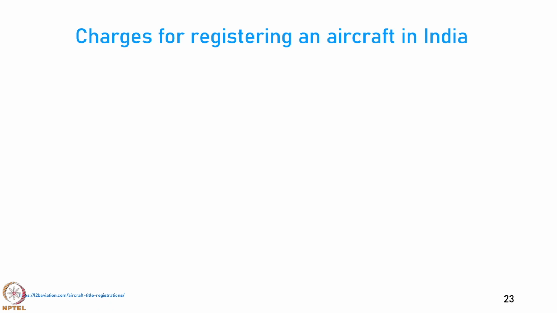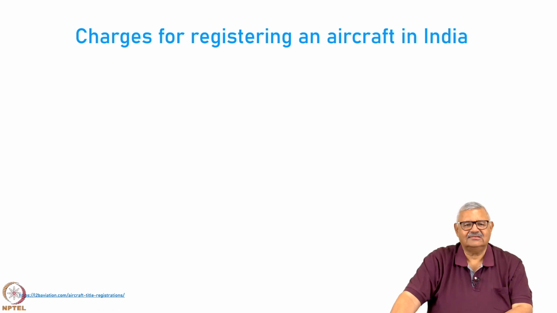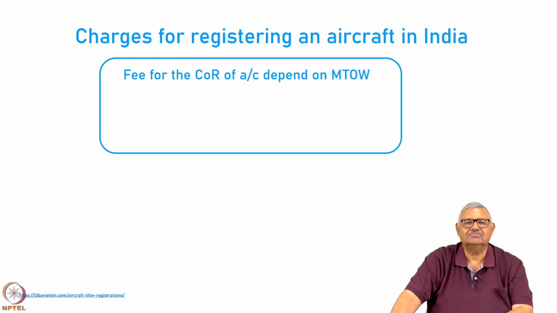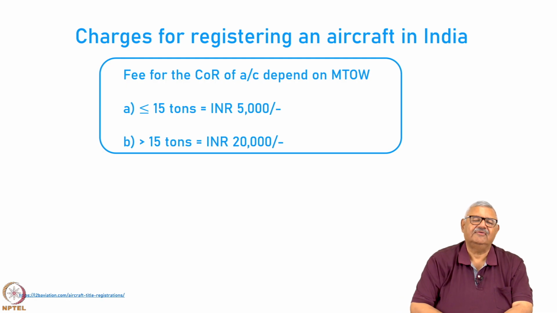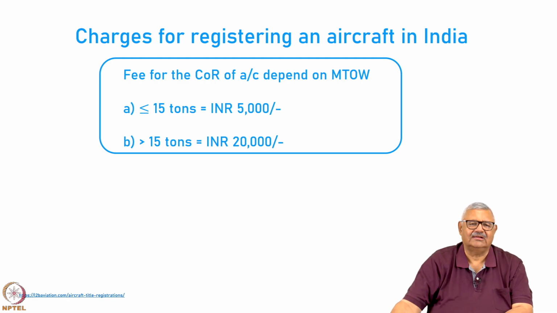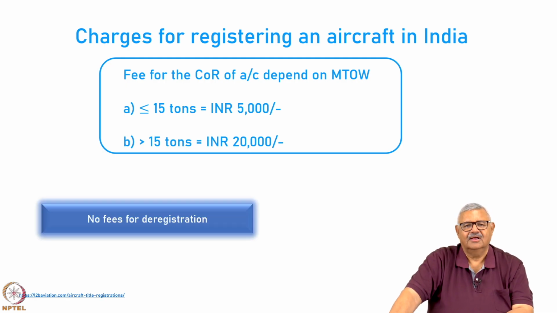Now, what are the charges for registering the aircraft in India? The charges depend on the maximum takeoff weight of the aircraft. If the aircraft weighs less than 15 tons, the charge is rupees 5,000. This may have been revised, I am not sure. When last reports came in, it was the price, and if it is more than 15 tons, then the charge is rupees 20,000. You are requested to look at the DGCA website for more accurate and up-to-date information.